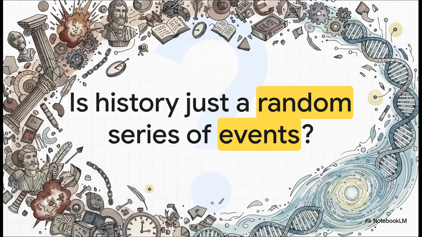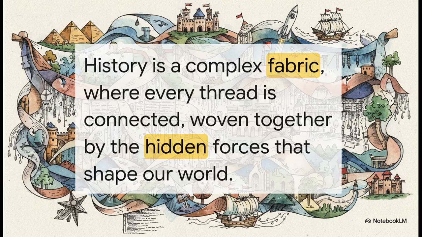It's easy to think that way, right? In school, we learn about all these different wars, inventions, and leaders, and it can just feel like one disconnected thing after another. Kind of like a chaotic list of dates and names. But what if there's something more going on? A deeper pattern underneath it all? What if history isn't random at all? What if it's more like this giant, complex fabric where every single thread is connected to every other thread? That's what we're exploring today.